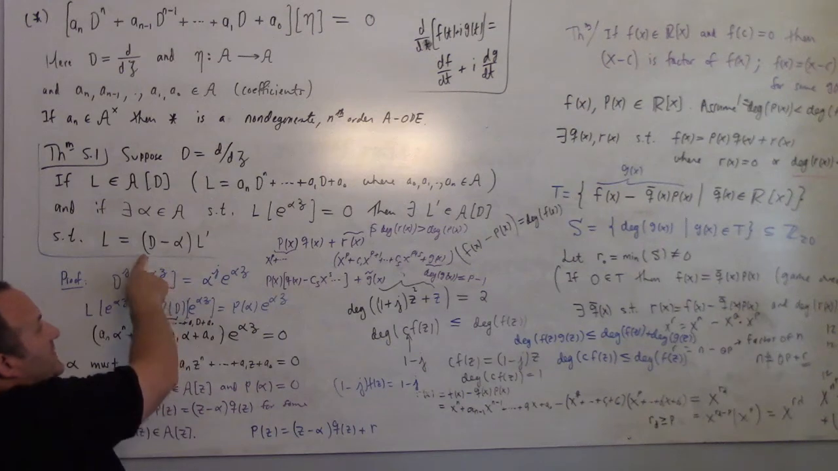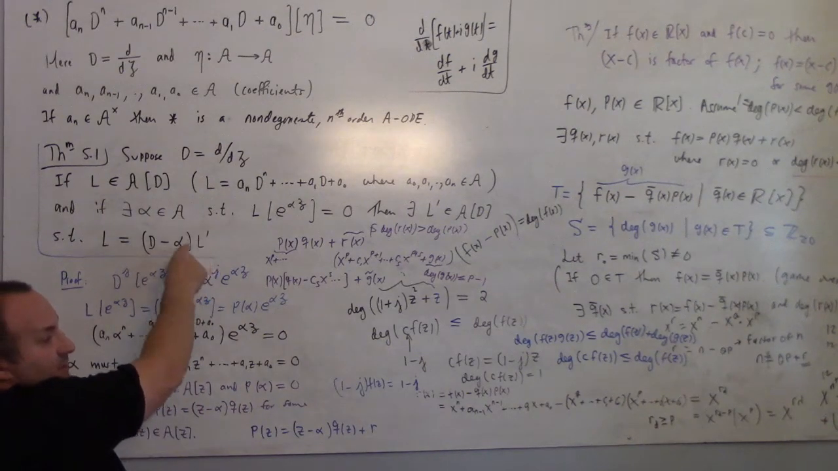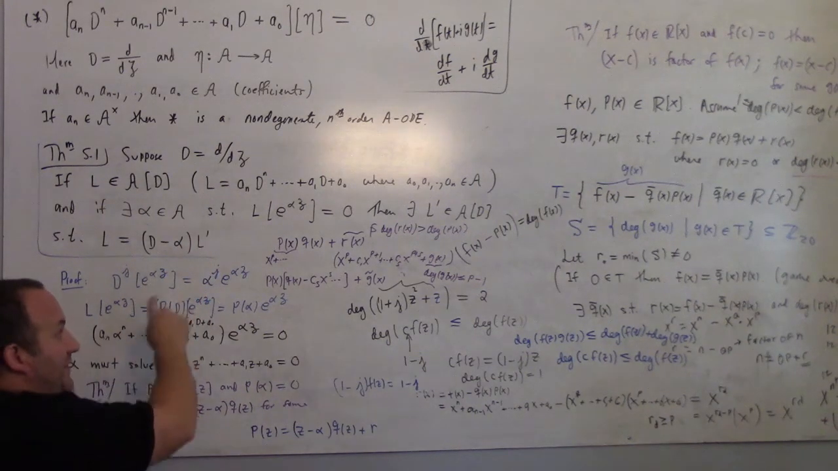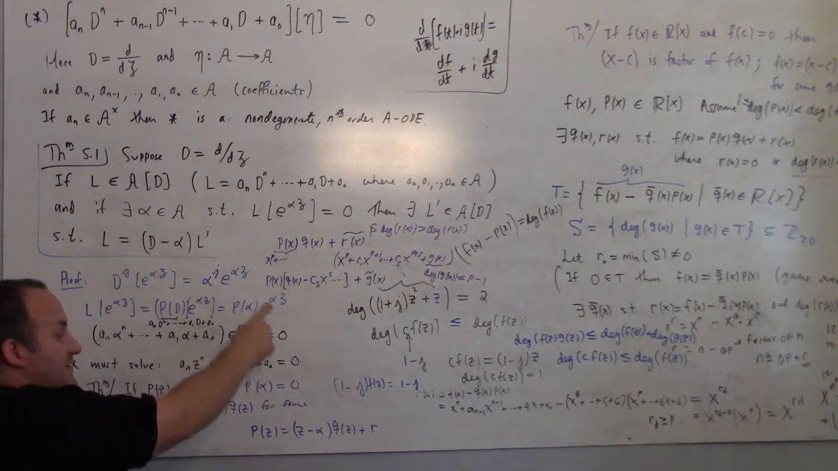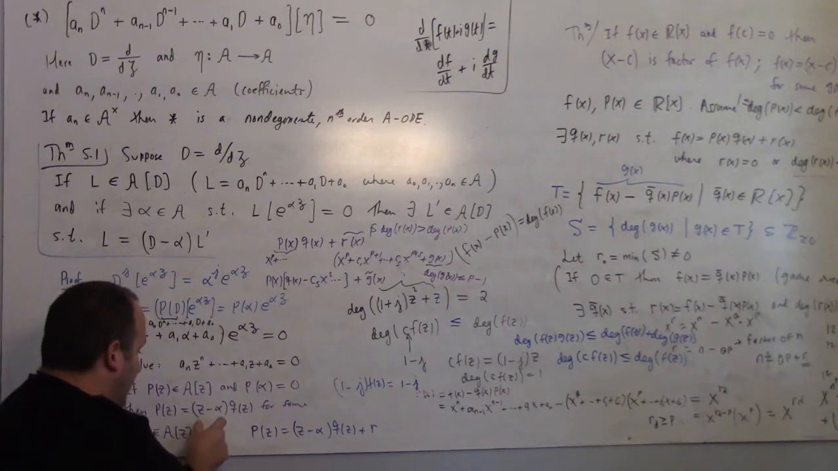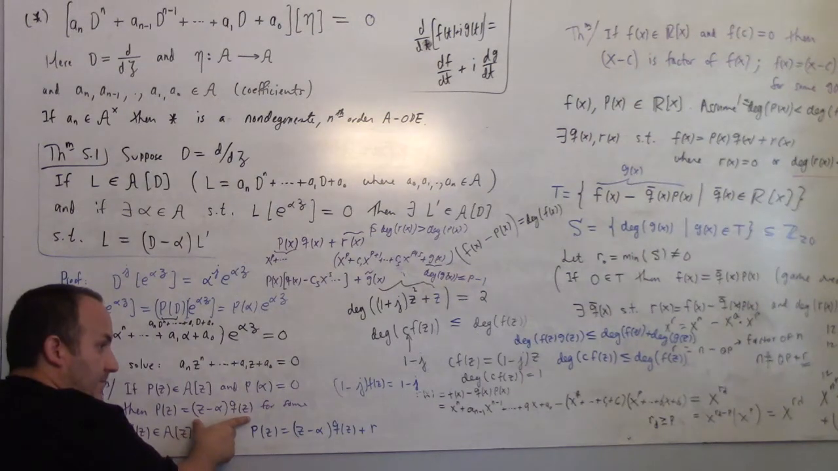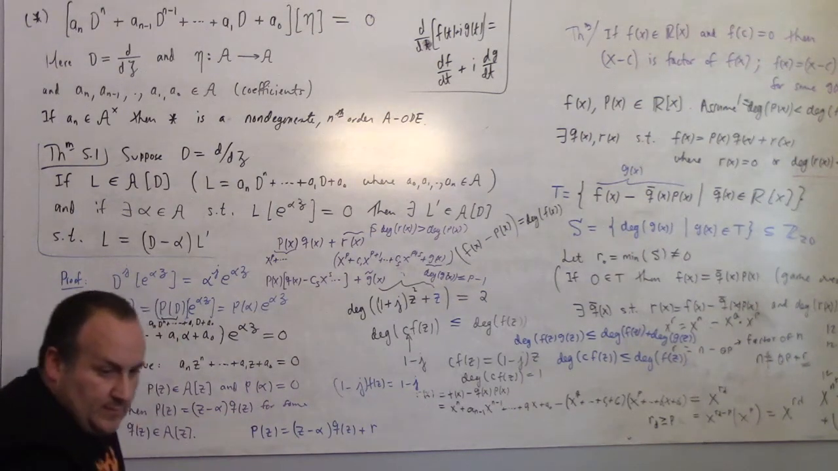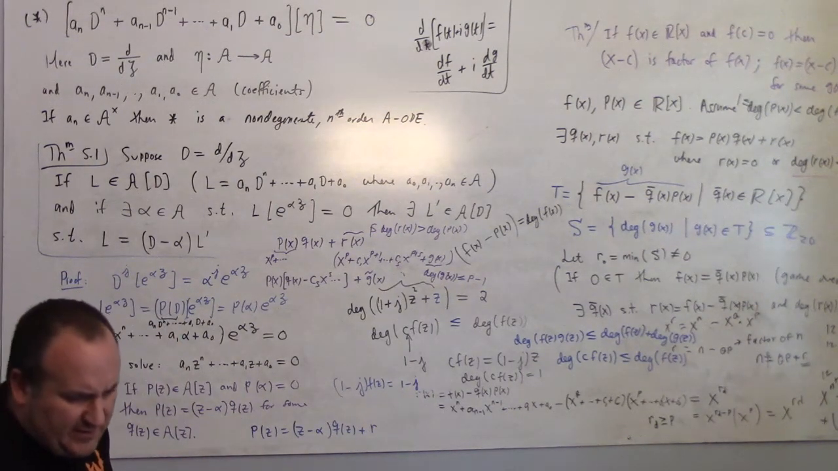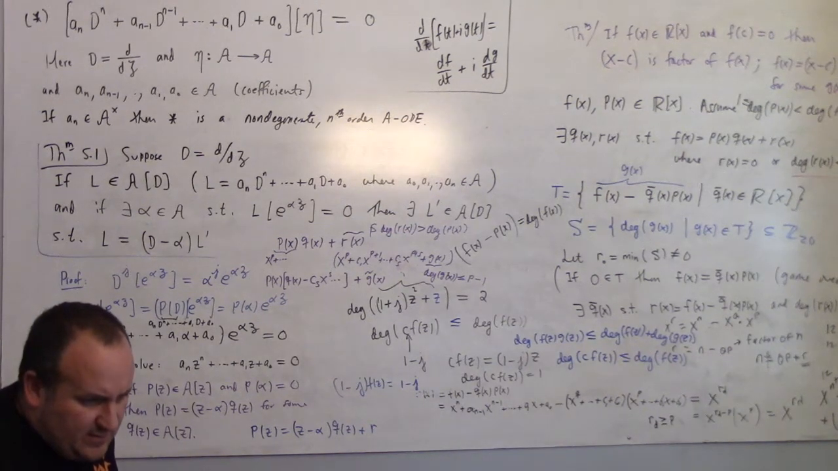Which is to say that you can factor d minus alpha l prime. The way l prime is defined is in terms of whatever pops out here at the level of the polynomial algebra. And then level 5.3 Nathan has is something more.